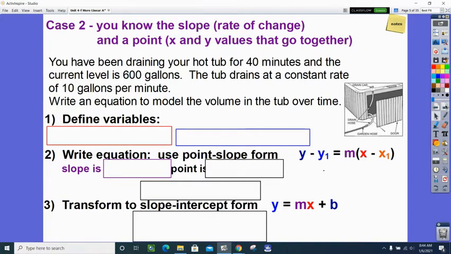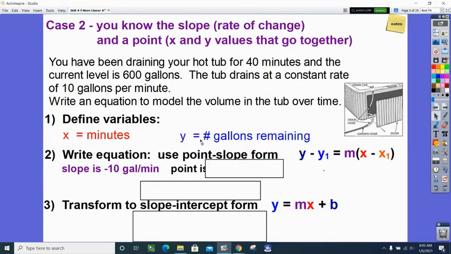We're going to write an equation to model the volume of the tub over time. So again, I can hear a slope in there. Do you hear it? What is the slope in this situation? And did you say that it was losing 10 gallons per minute? Again, don't forget the negative. It's going down. It's draining. So the reason I go there first is the top. The gallons will be your y unit and the minutes will be your x. So defining variables becomes really easy when we have a slope, a rate of change in the problem.